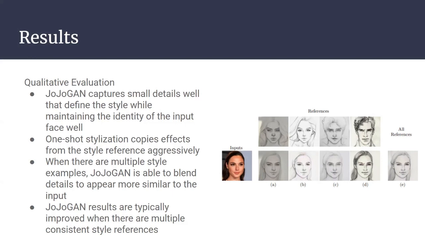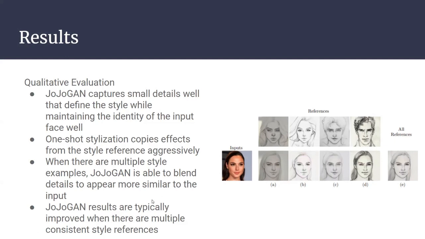And traditionally, one-shot stylization copies effects from the style reference aggressively. So these are the style reference images, and then the input. Then right here is the output. And then when there are multiple style examples, JoJoGAN is able to blend details to appear more similar to the input.